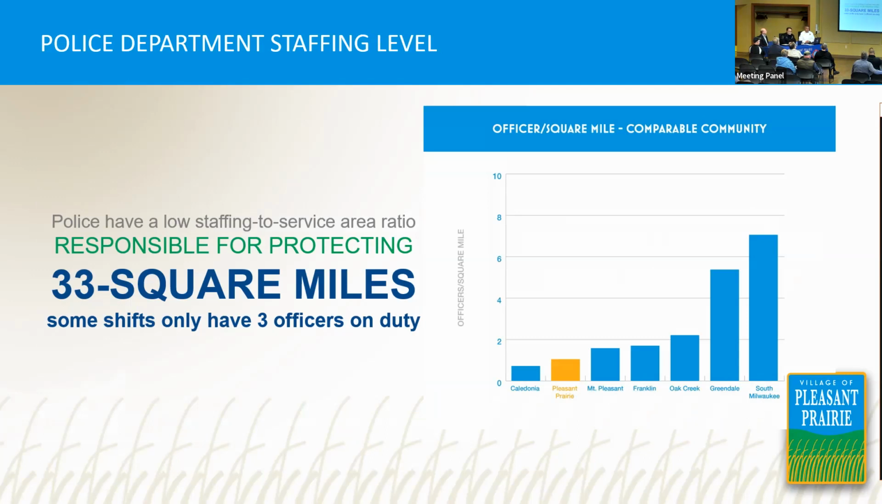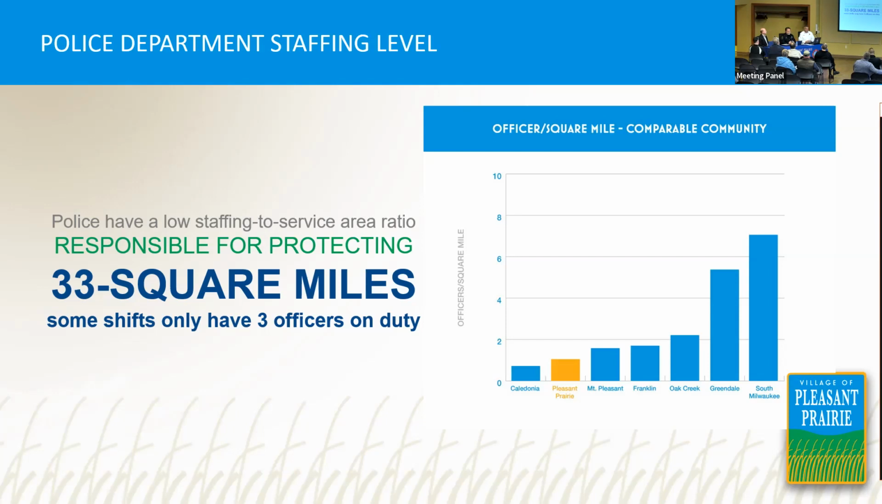So the Pleasant Prairie Police Department, as I mentioned, we cover a 33 square mile area. As you can see by the graph, there are some shifts where we have only three officers on duty. Now to put that in perspective, I'm going to give you an example. Say on third shift, you've got three officers on duty. One of those officers stops a drunk driver. I think we can all argue that we want impaired drivers off our roads. They cause a growing danger to the public and to the rest of the citizens in the village itself.